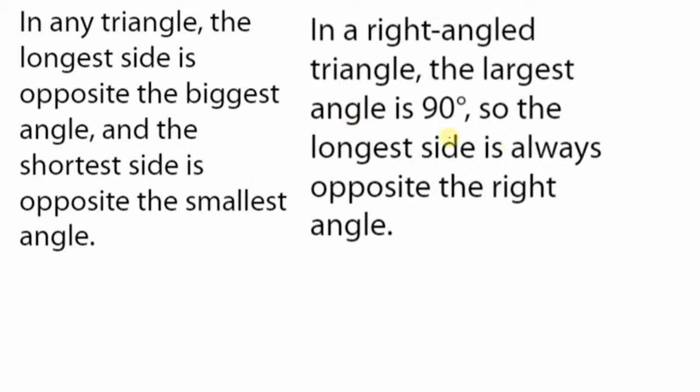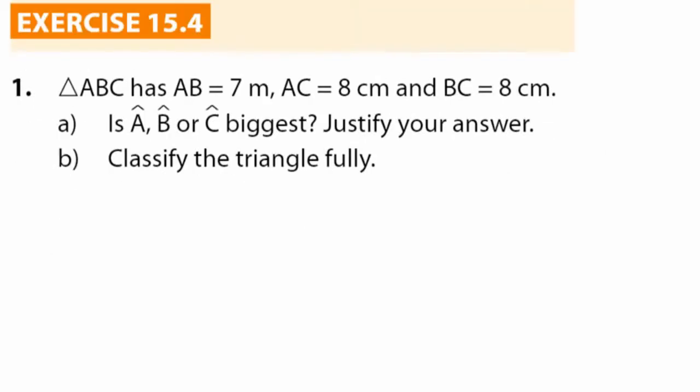In a right angle triangle, we also know that the largest angle is 90 degrees, so therefore the longest side is always opposite the right angle. We have shown it, we have used it in the previous lesson, in fact, many times to determine the hypotenuse.